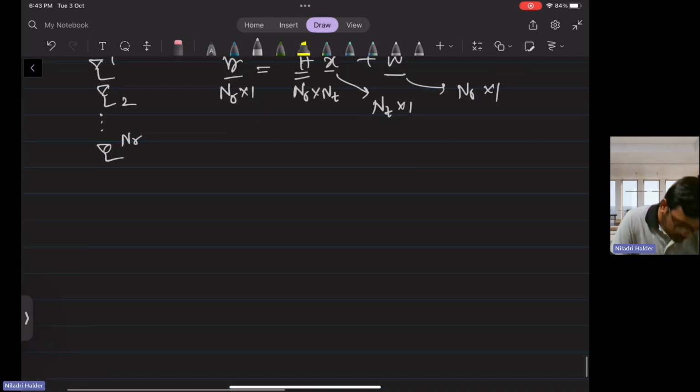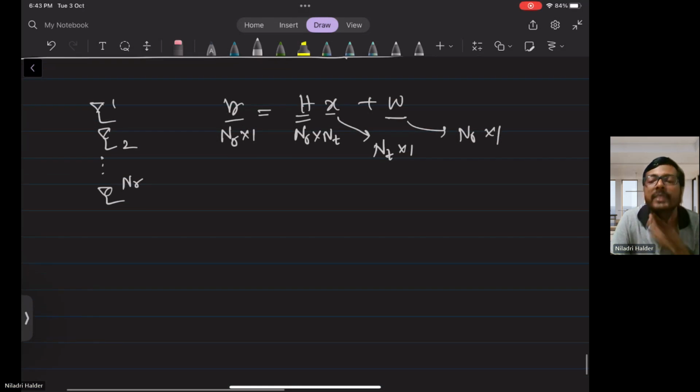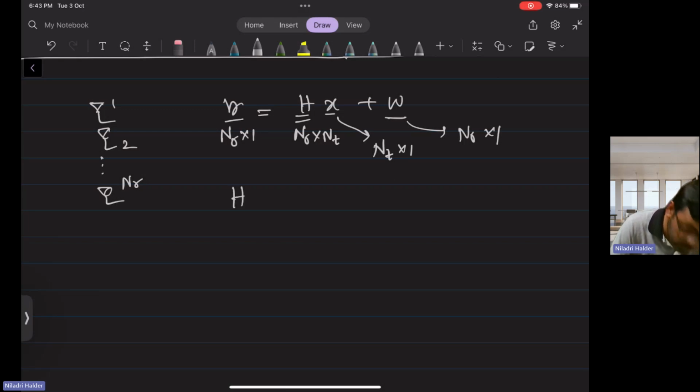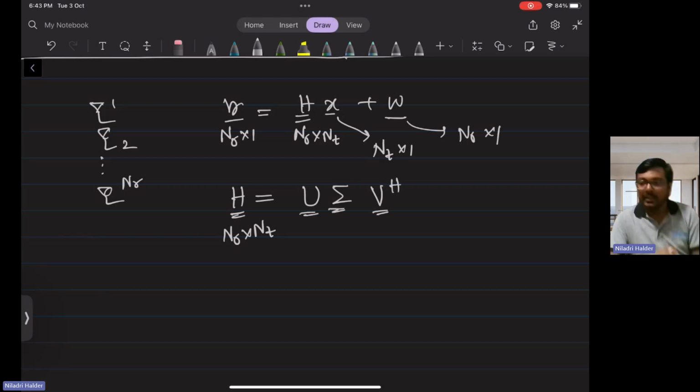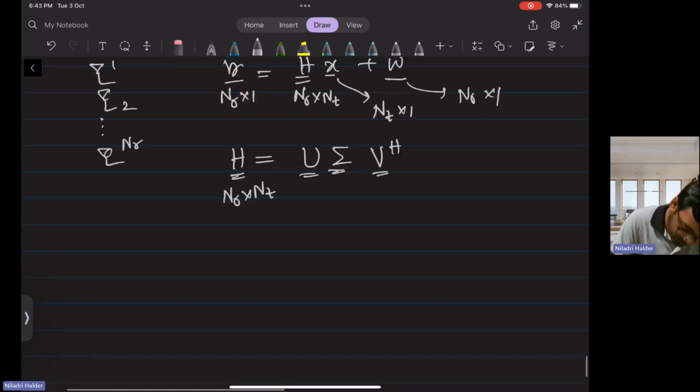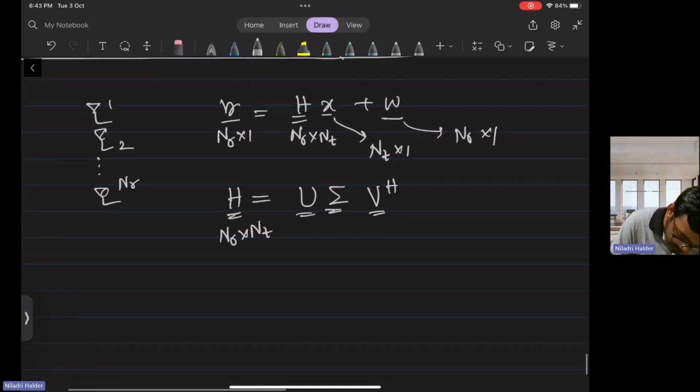Okay, now how to find out the optimal power? I have taught the singular value decomposition in the second class or third class maybe. So the basic is that H is an nr cross nt matrix. So we can write H as U sigma V Hermitian. Okay. And sigma is the diagonal matrix which contains the singular values. Then U and V are the unitary matrices.